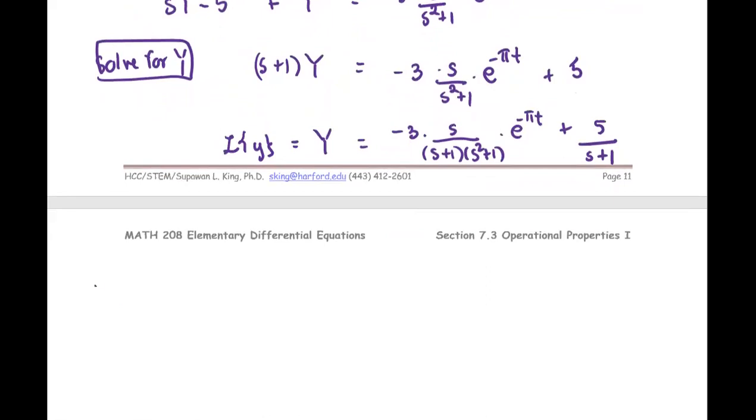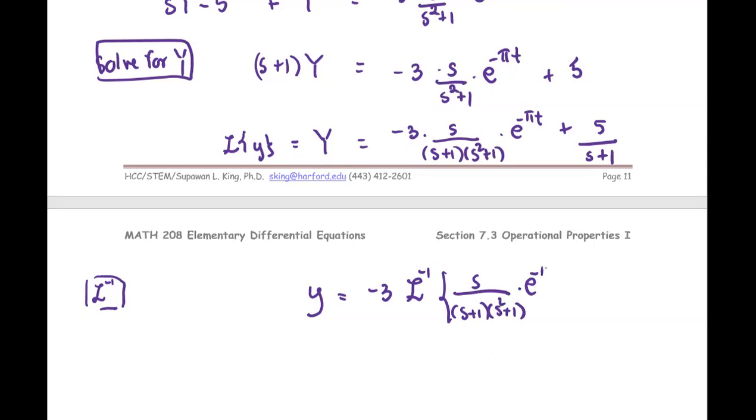Now we are going to apply the inverse Laplace transform to all terms to solve for y, or the solution of this differential equation. So y equals the inverse Laplace transform of the terms on the right hand side. The negative 3 is the coefficient. So negative 3 times the inverse Laplace transform of s divided by s plus 1 times s squared plus 1 times e to the negative pi s, plus 5 times the inverse Laplace transform of 1 over s plus 1.